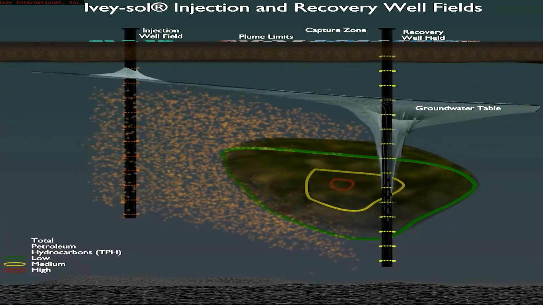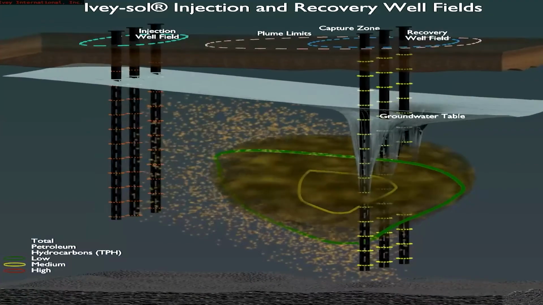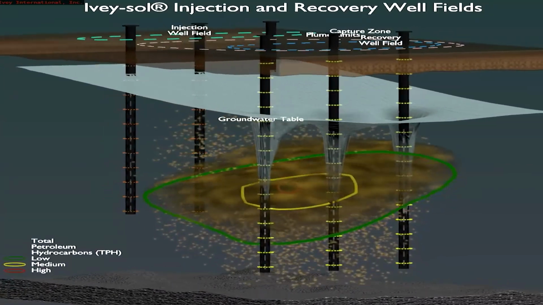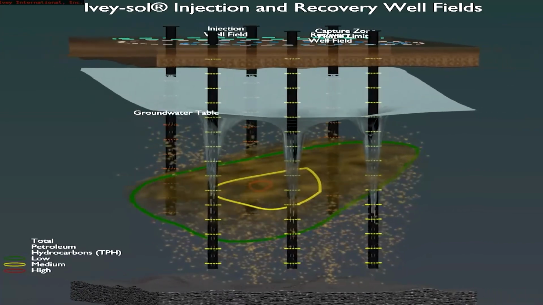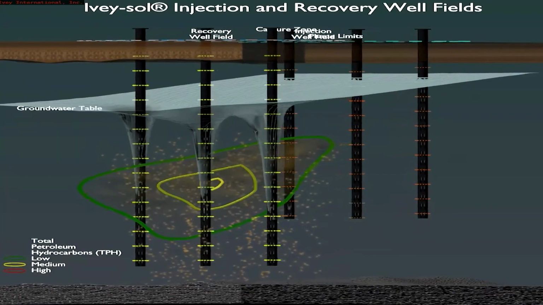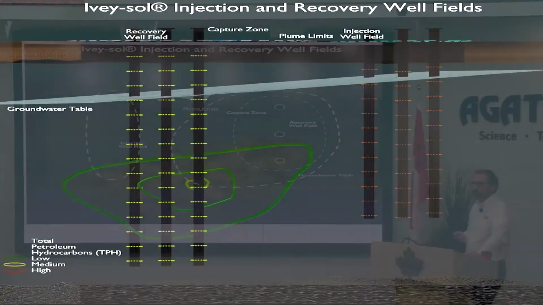So on one side, you'll put a series of injection wells. On the other side, you'll have some pumping wells. And then what you're going to do in this scenario is inject the injection wells, and in the subsurface, it's going to basically have the Ivey sol pull through the plume of contamination and be recovered at those pumping wells on the other side. And that way, it allows you to treat under that building, under that pipeline, or what have you.